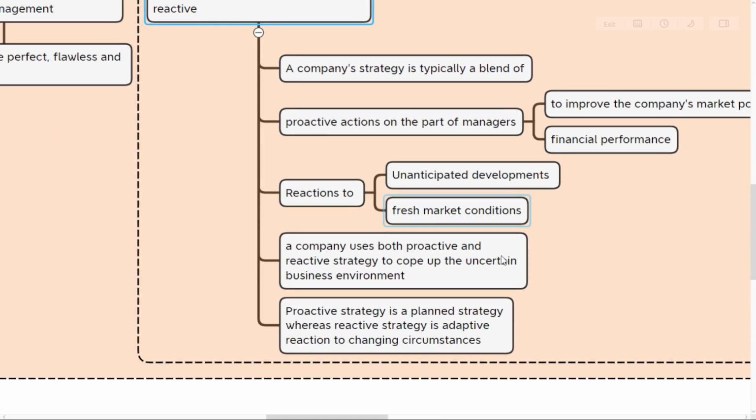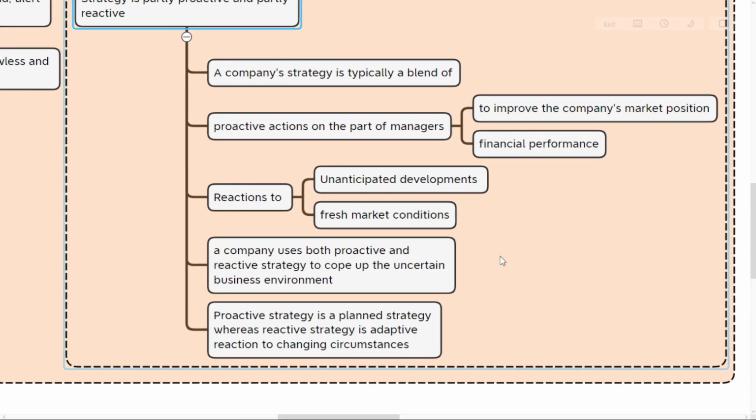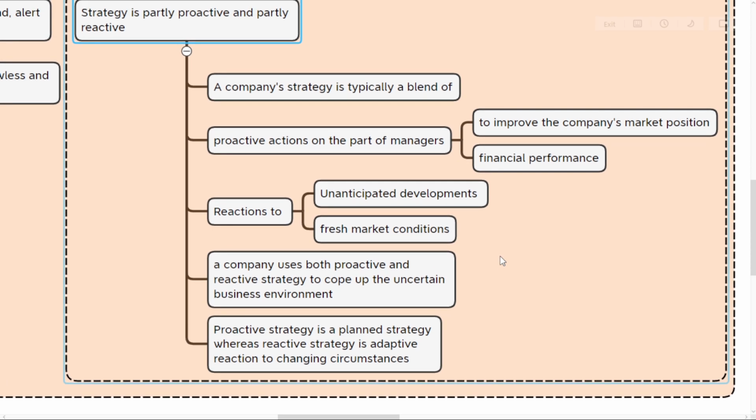A company's strategy is typically a blend of proactive actions on the part of managers to improve the company's market position and financial performance, and reaction to unanticipated events and fresh market conditions. A company uses both proactive and reactive strategy to cope with the uncertain business environment. Proactive strategy is a planned strategy, whereas reactive strategy is an adaptive response to changing circumstances.